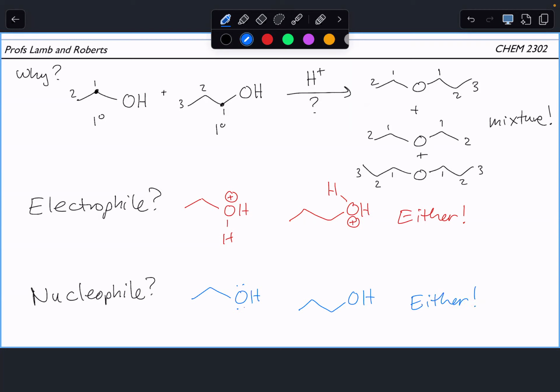can play either role. So that's why you get this crazy mixture and you can't actually control which product you're getting. So this is why the acidic conditions of 2 alcohols coming together, you only want to use that when making symmetrical ethers. Questions on that?